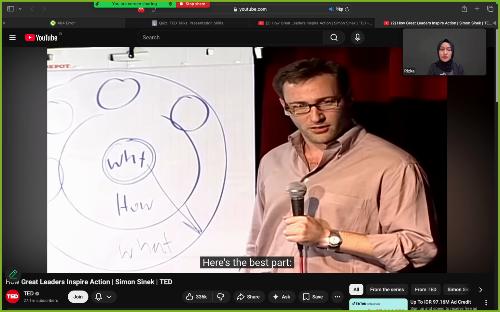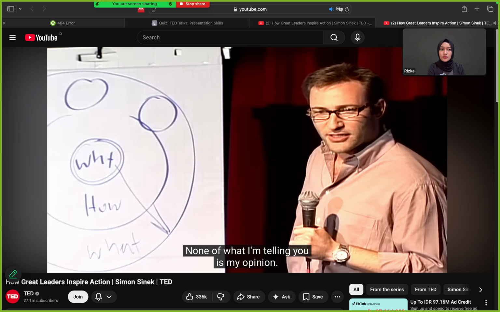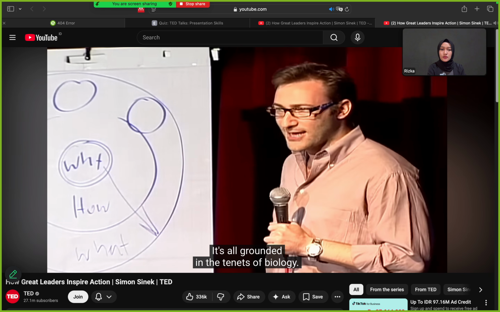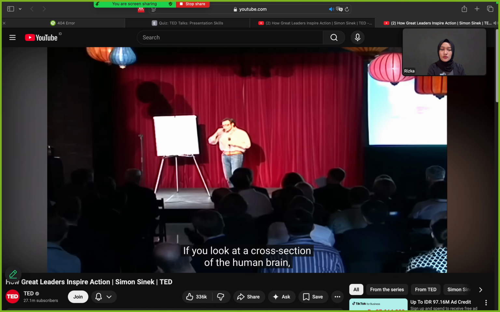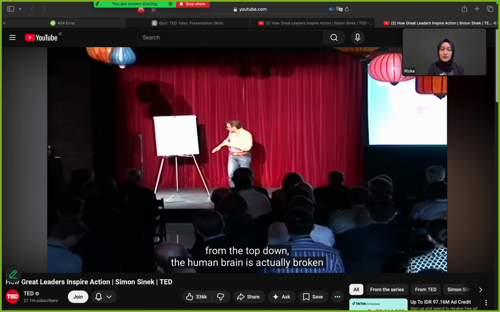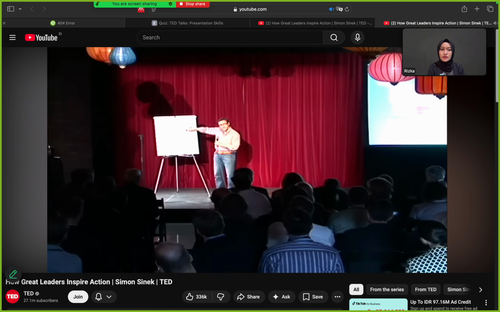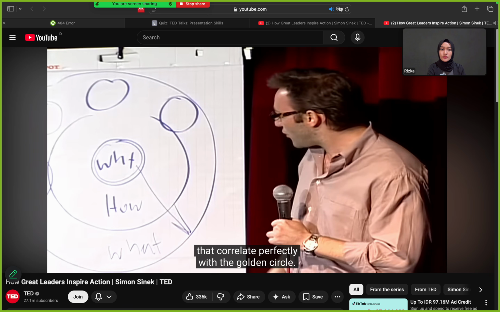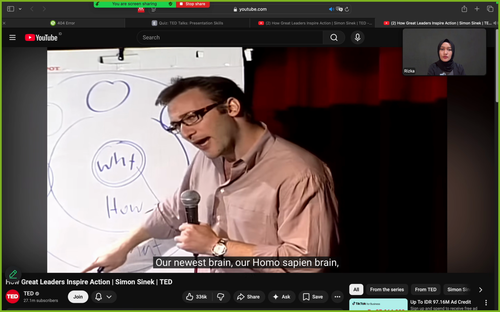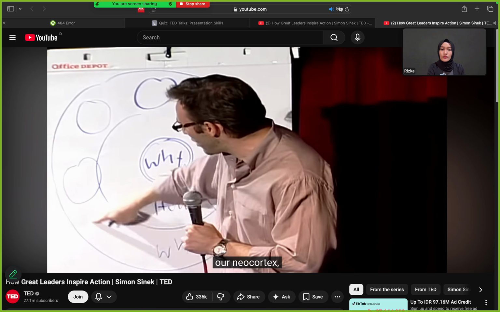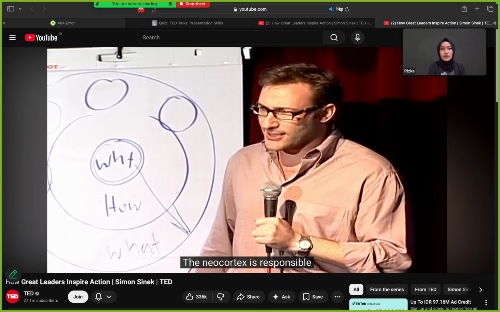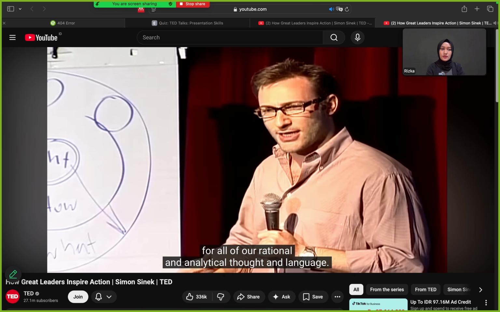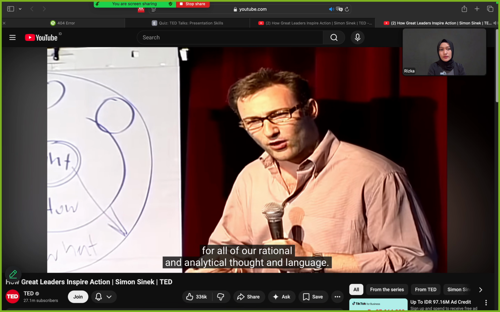Here's the best part. None of what I'm telling you is my opinion. It's all grounded in the tenets of biology, not psychology, biology. If you look at a cross-section of the human brain, looking from the top down, what you see is the human brain is actually broken into three major components that correlate perfectly with the golden circle. Our newest brain, our Homo sapien brain, our neocortex, corresponds with the what level. The neocortex is responsible for all of our rational and analytical thought and language.